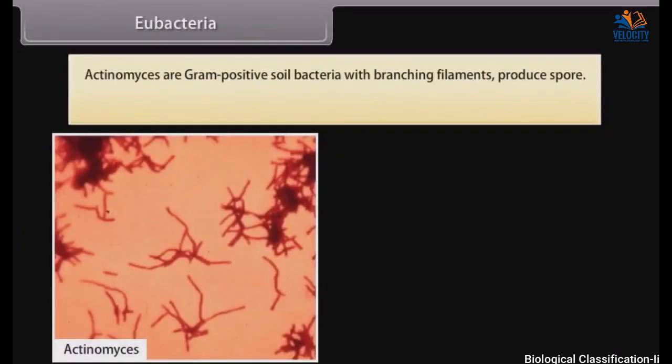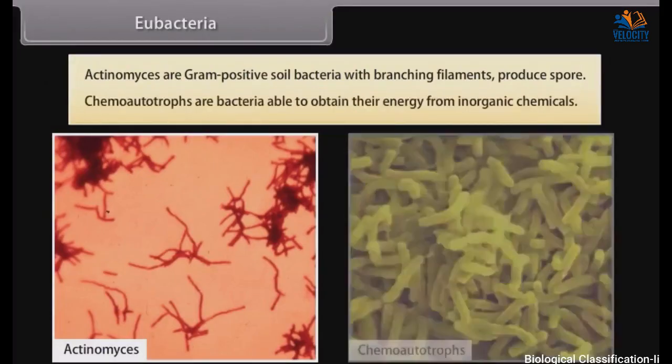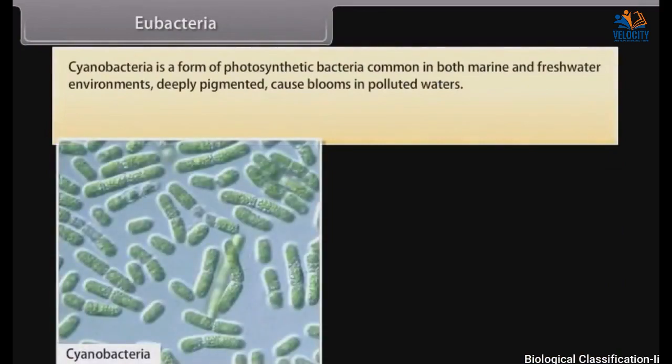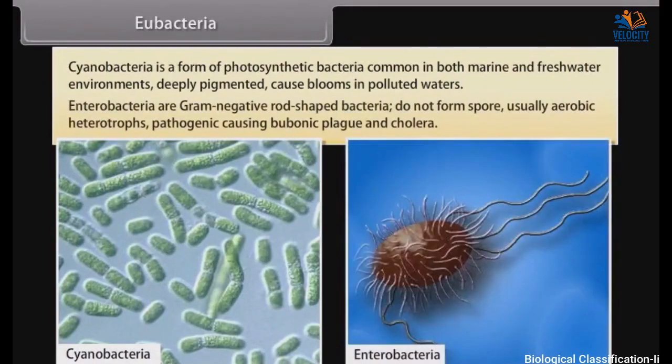Actinomyces are gram-positive soil bacteria with branching filaments that produce spores. Chemoautotrophs are bacteria able to obtain their energy from inorganic chemicals. Cyanobacteria are a form of photosynthetic bacteria common in both marine and freshwater environments, deeply pigmented, and cause blooms in polluted waters.